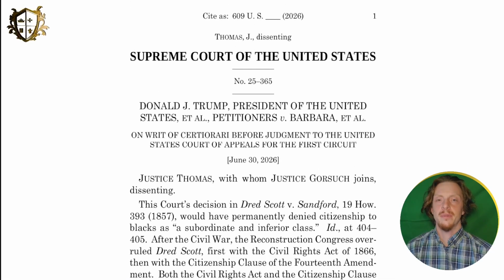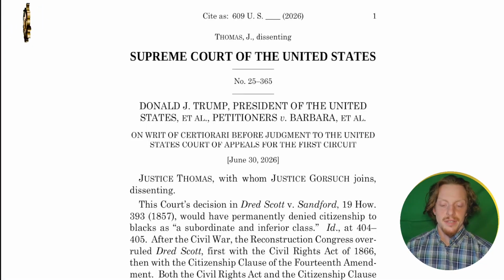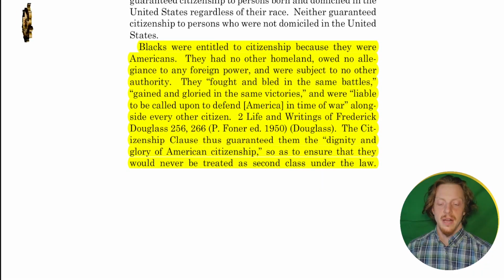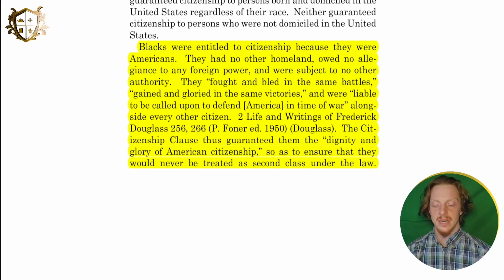So now we're going to look at a couple tidbits of Judge Thomas's dissenting opinions, just to highlight some of the arguments that could have been significantly better. We'll scroll down a little bit, and he says here, blacks were entitled to citizenship because they were Americans. They had no other homeland, owed no allegiance to any foreign power, and were subject to no other authority. They, quote, fought and bled in the same battles, gained and gloried in the same victories, and were liable to be called upon to defend America in time of war, alongside every other citizen.